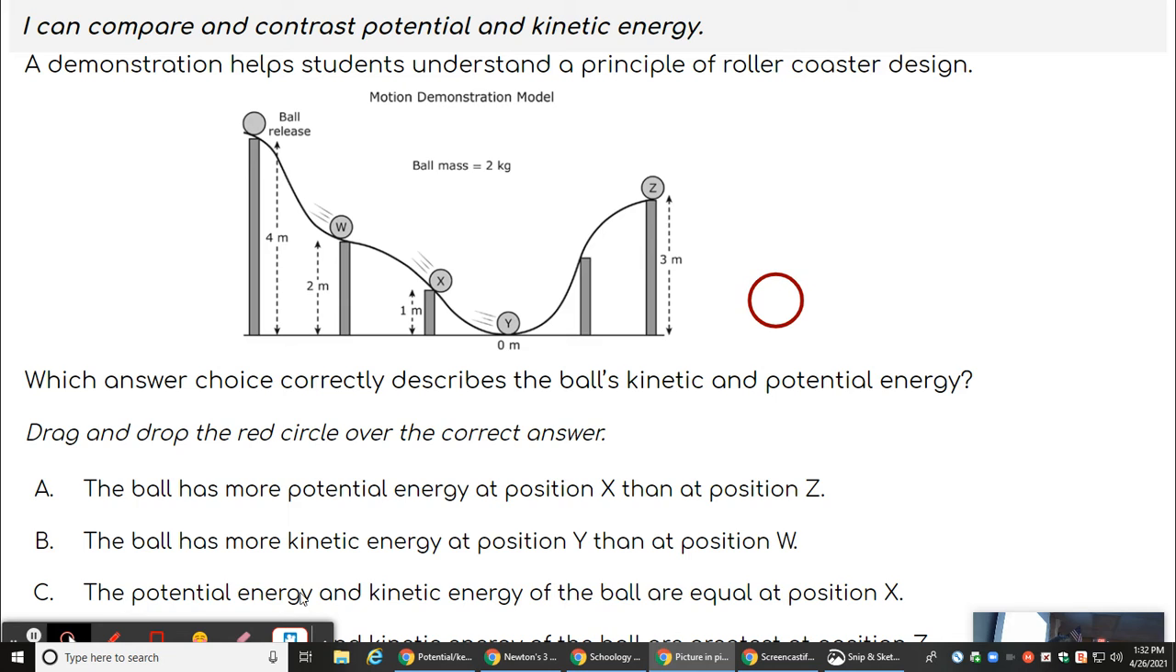And let's look at C. The potential and kinetic energy of the ball are equal at position X. That's incorrect.